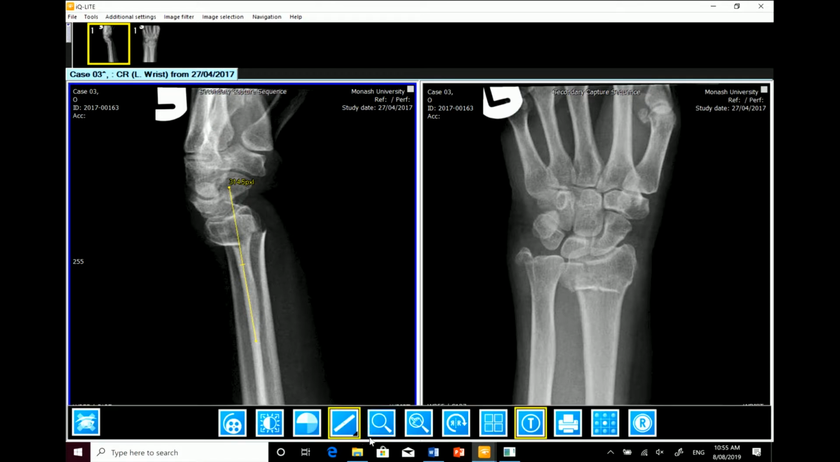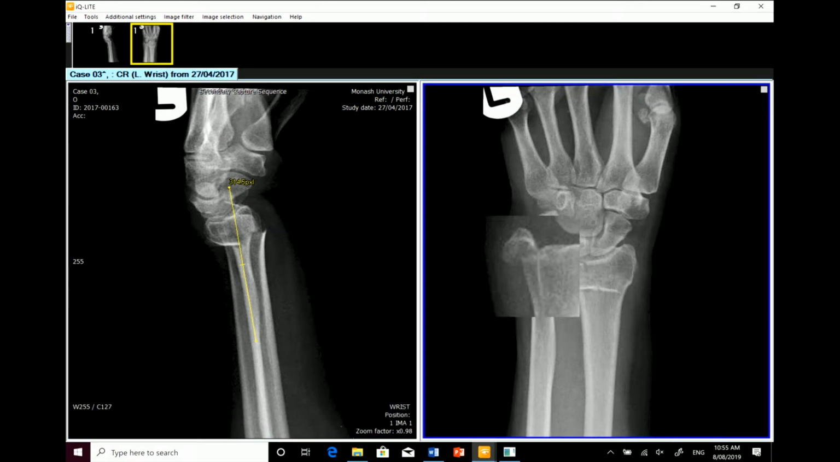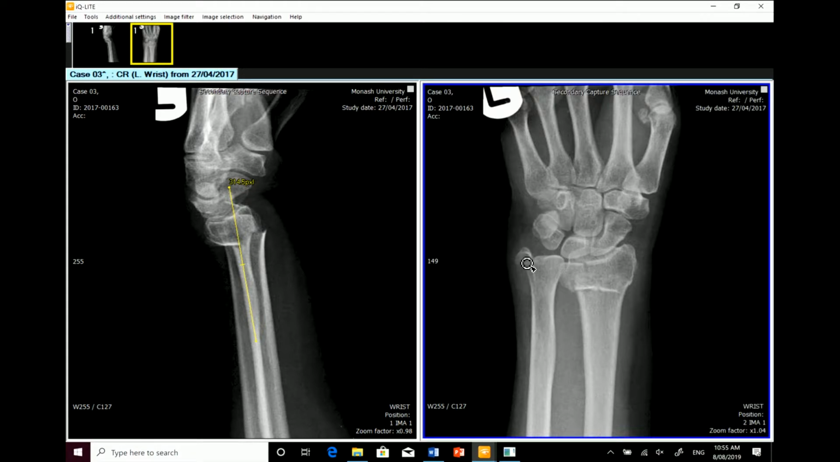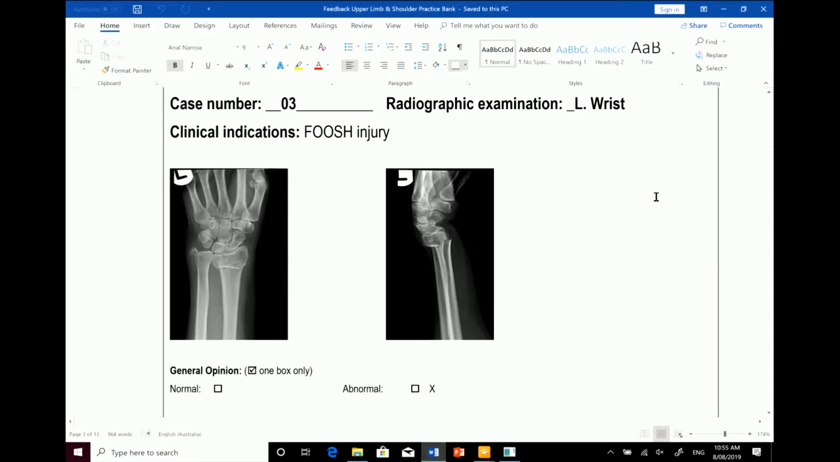Remembering our zone of vulnerability, if we look very carefully, we can see that there is also an avulsion fracture of the ulnar styloid. So back to our form again.